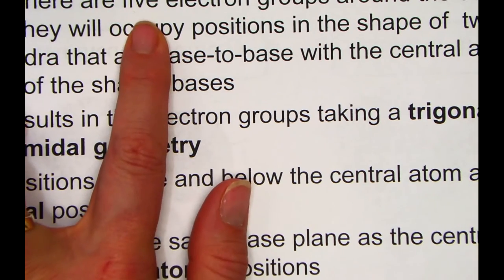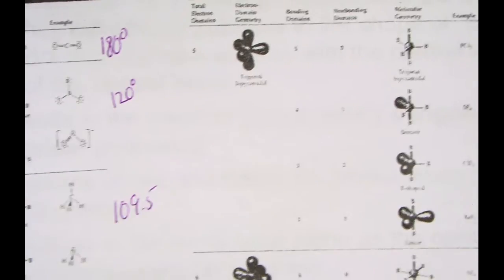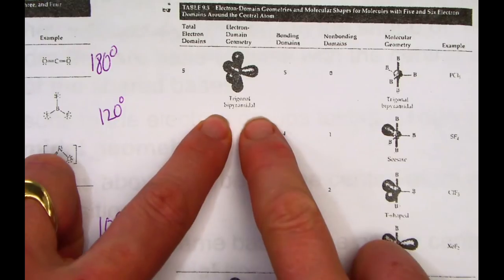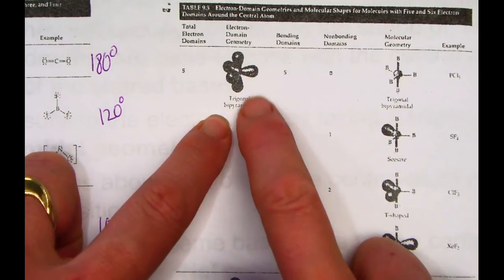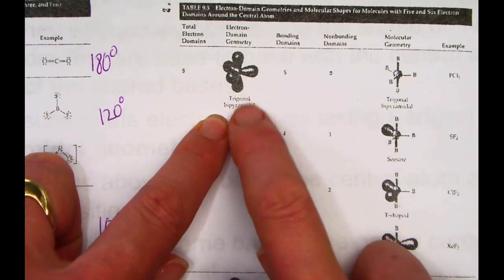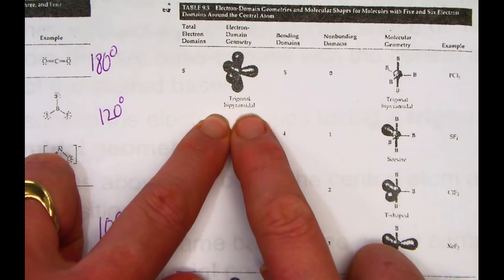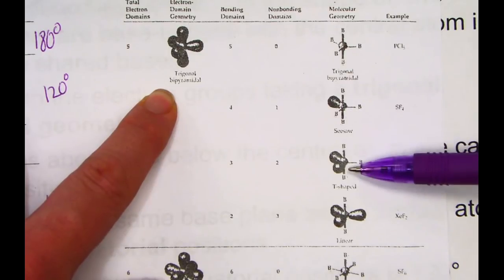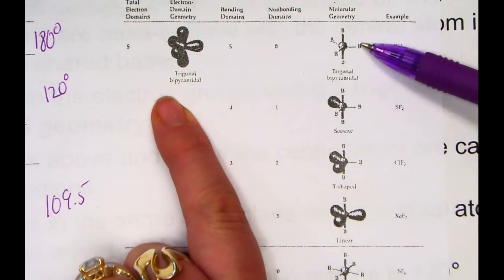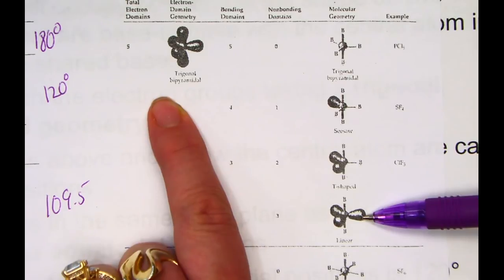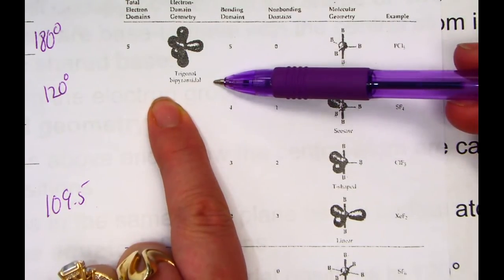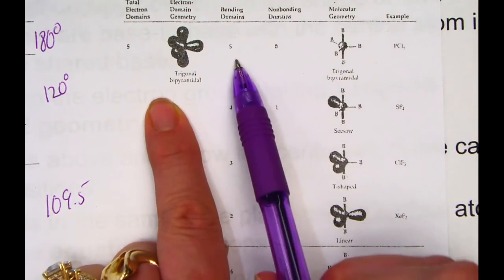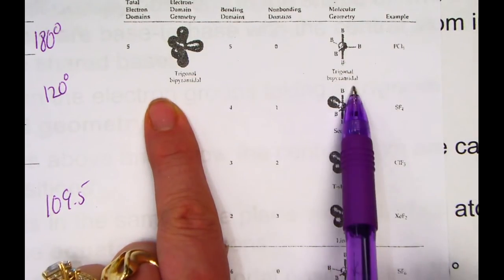When there are five electron groups, again going back to the handout, we have trigonal bipyramidal. Five electron domains, trigonal bipyramidal becomes the shape. Notice on our handout that there are one, two, three, four possible molecular geometries within the electron domain called trigonal bipyramidal. If all five are bonded, it's known as trigonal bipyramidal.